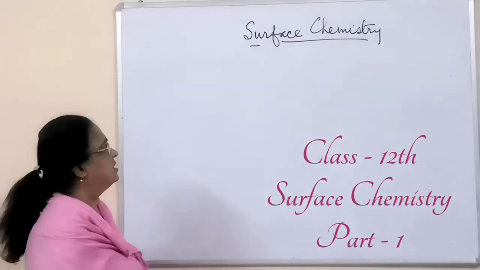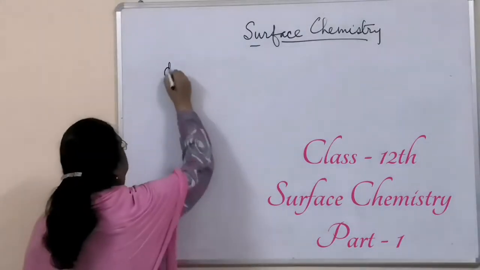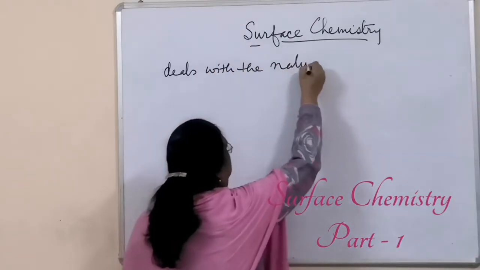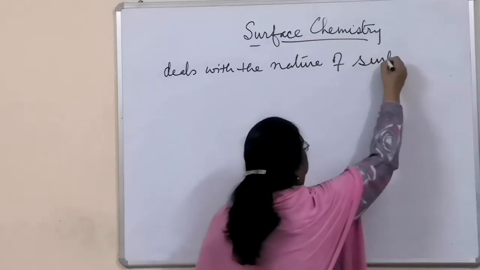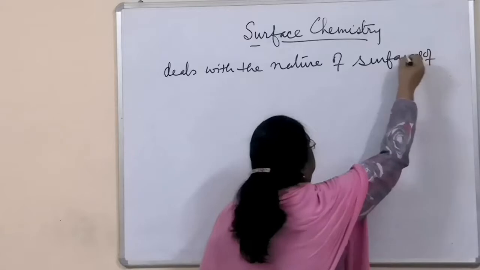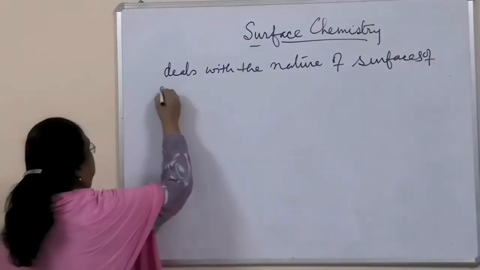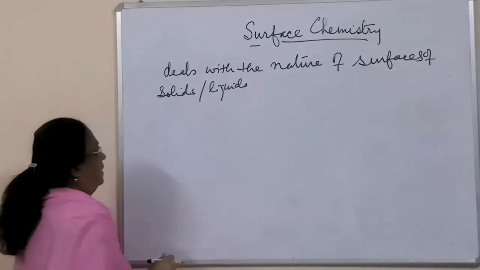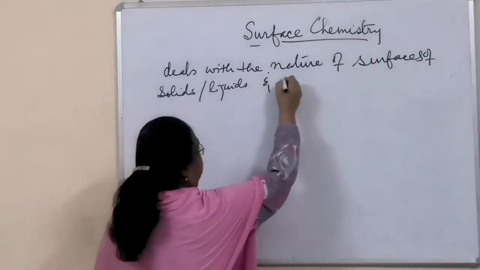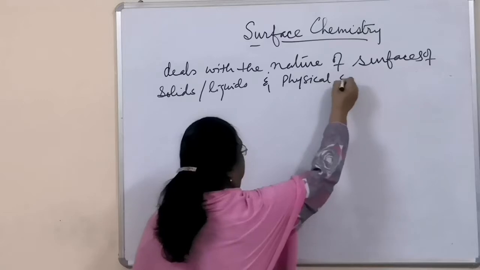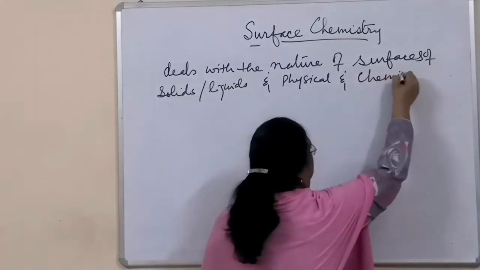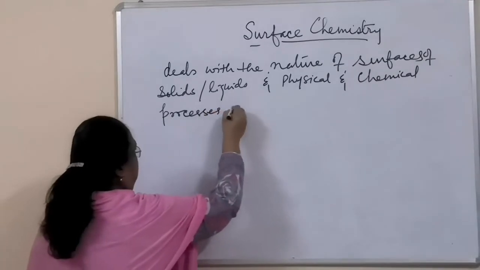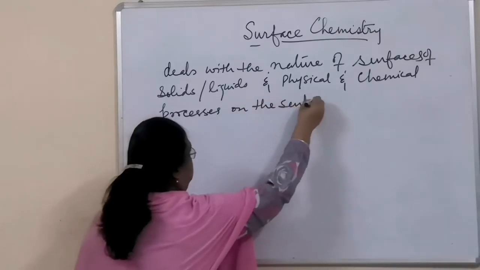So surface chemistry deals with the nature of surfaces of solids and liquids, and it also deals with the physical and chemical processes on the surfaces.